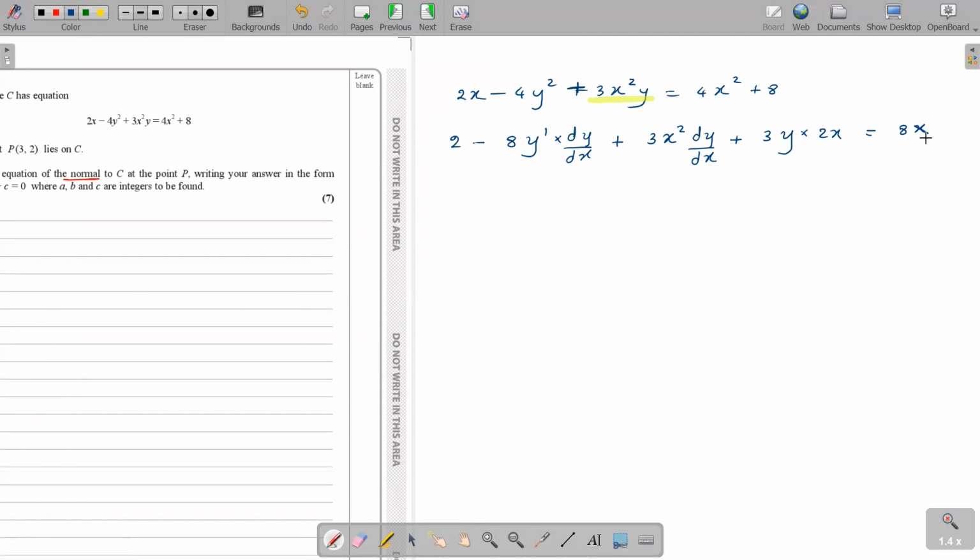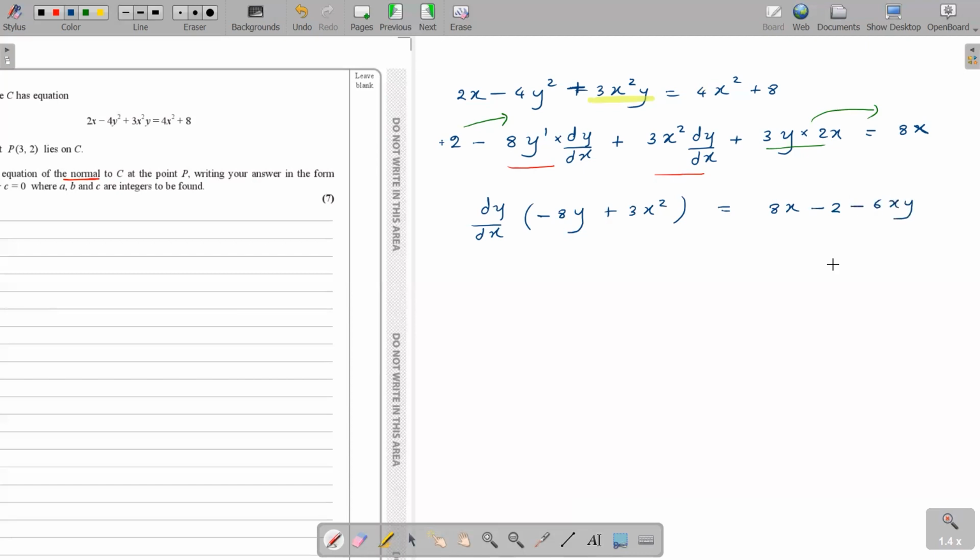Okay, we are done. Now it's a matter of making dy by dx the subject. What do you do here? I'll take these terms to the other side. I'll take the 2, and from these two terms, I'll take dy by dx out. So dy by dx, when I take it out from the two terms here, I get minus 8y plus 3x square. Are you with me? On the other side, I get 8x. The plus 2 from here goes to the other side as minus 2. Here you have 3y into 2x is 6xy, which goes to the other side as minus 6xy.